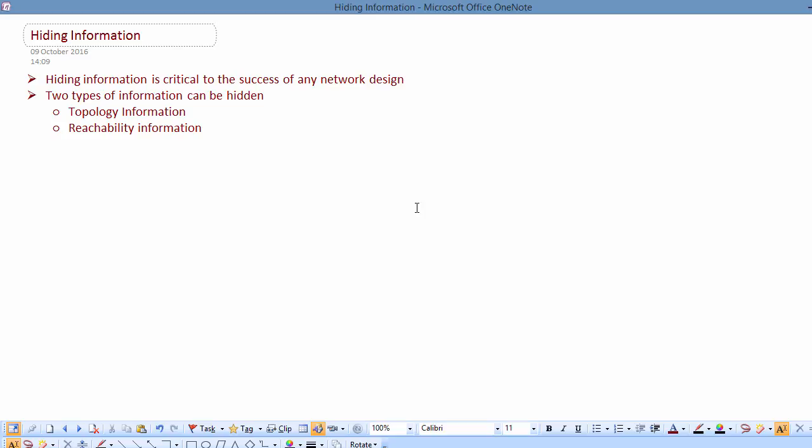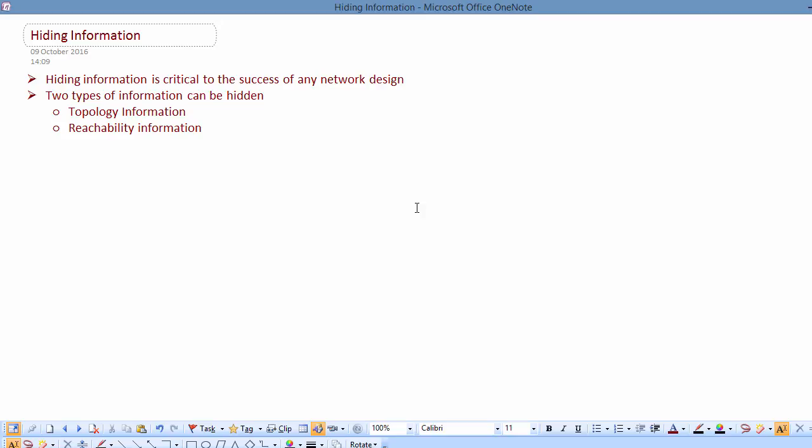Hiding information is critical to the success of any network design, because large complex networks contain so much information that it is difficult for any commonly available system to process and react on a real-time basis, because you're not dealing with a small topology or a home lab kind of scenario. In real time you have lots and lots of information which you need to deal with. So it's very important to understand in which places you can hide the information.